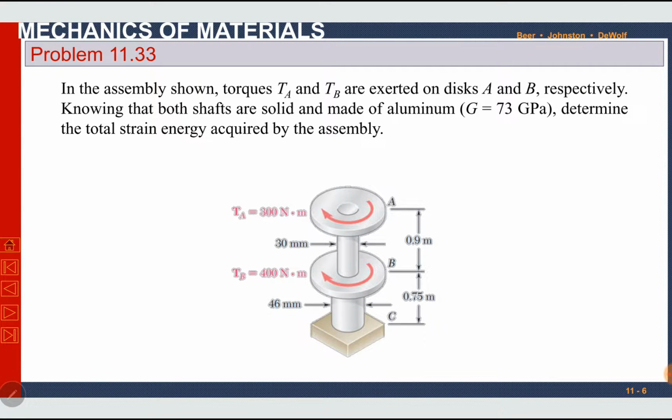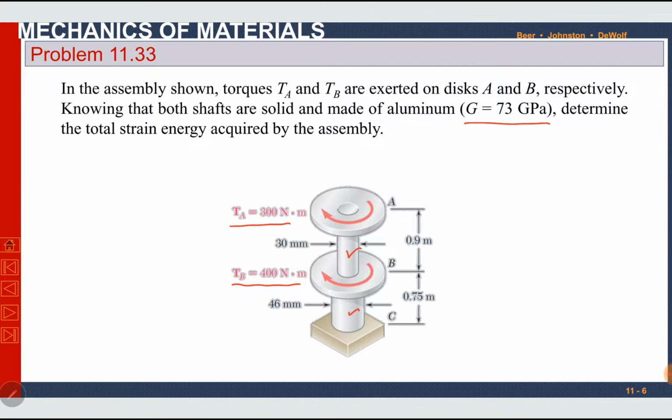problem 1133. It is from shear force or torque under torque loading. The statement is in the assembly shown, torques TA and TB are exerted on disc A and disc B. So here TA is 300 Newton meter and TB is 400 Newton meter respectively. Knowing that both shafts are solid and made of aluminum, this shaft BC and shaft AB are made of aluminum. They are solid, they are not hollow.